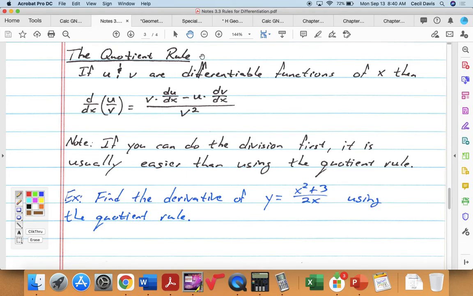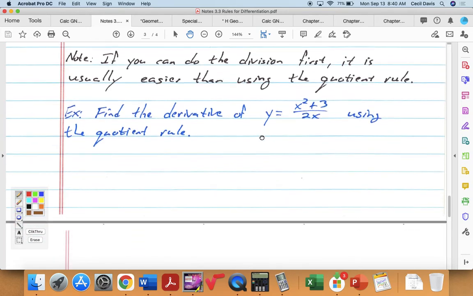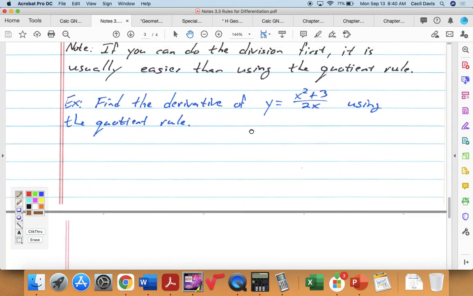So then the quotient rule is if you're dividing two functions. So you would take the denominator times the derivative of the numerator minus the numerator times the derivative of the denominator over the denominator squared. So again, if you can do the division first, it's usually a lot easier if you'll do that. All right, we are going to do this one with the quotient rule.